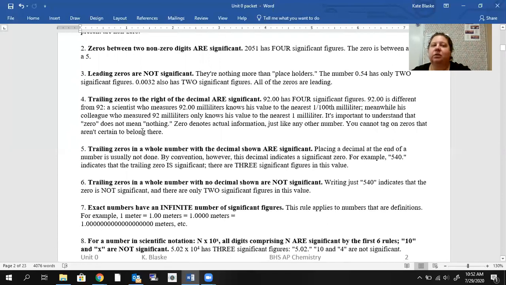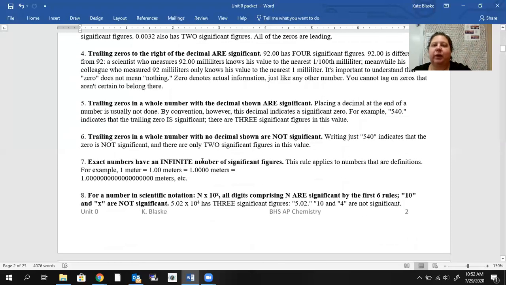Trailing zeros to the right of the decimal are significant. I tend to refer to this rule as saying, why would you write 92.00 if those 2 zeros weren't important to your measurement? If it's just 92, just write 92. All right. For zeros at the end of a big number, if it has a decimal point at the end, then count that 0 as significant. If there is no decimal point at the end, then count that 0 as not significant.